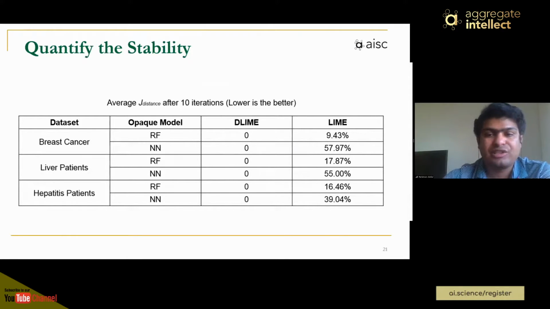So you cannot only trust what LIME says. You have to be consistent. At least for the same instance, you have to generate the same explanations. If you are generating different explanations for the same instance, then that means something is wrong with that model. So that was the limitation of LIME, which we answered in DLIME.